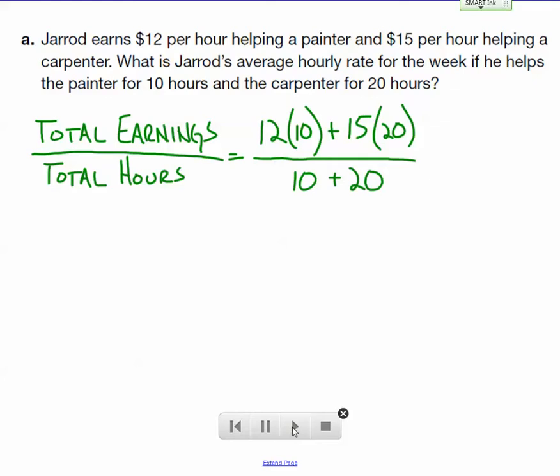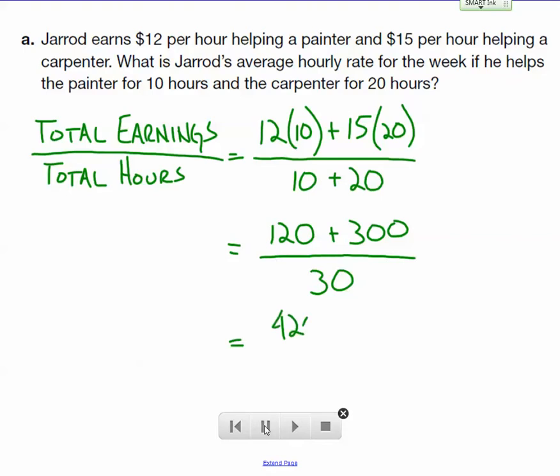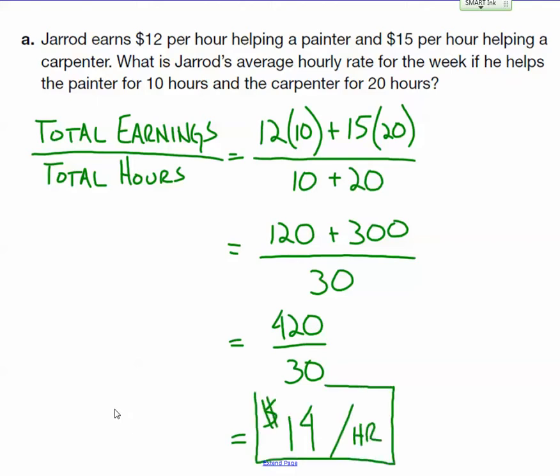Okay, so how much did he make for the painter? 12 times 10 is $120. And how much did he make for the carpenter? From the carpenter, 15 times 20 is $300 when he worked for a total of 30 hours. So he made $420 over 30 hours, which is $14 per hour on average.